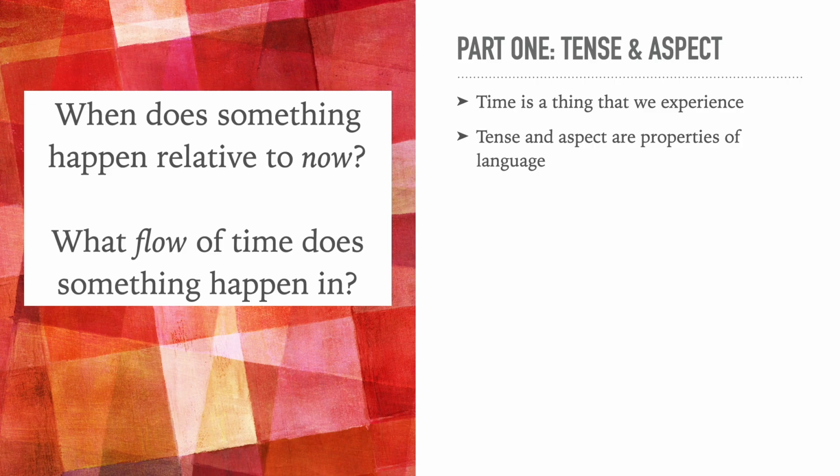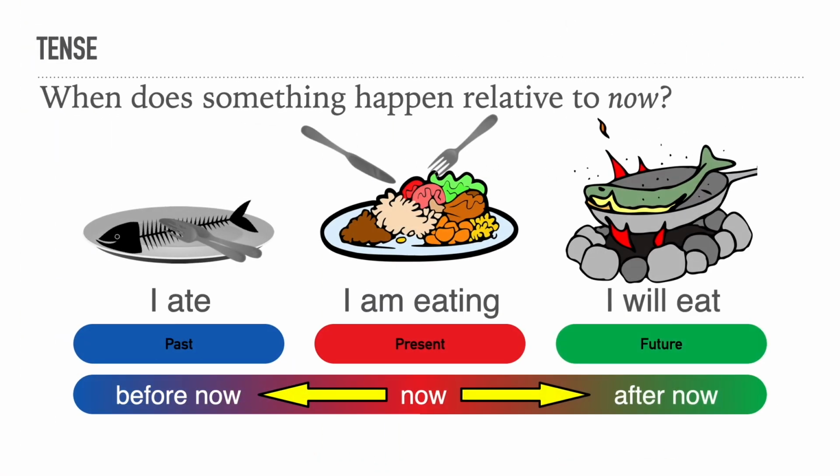So the two key questions, if we're ever looking at a verb or a part of a sentence and trying to think, is there aspect here or is there tense here? The questions we can ask are, when does something happen relative to now? Are we being told when something happens? That's the first question. The second question is, what flow of time does this thing happen in? So let's get into that a little bit more.